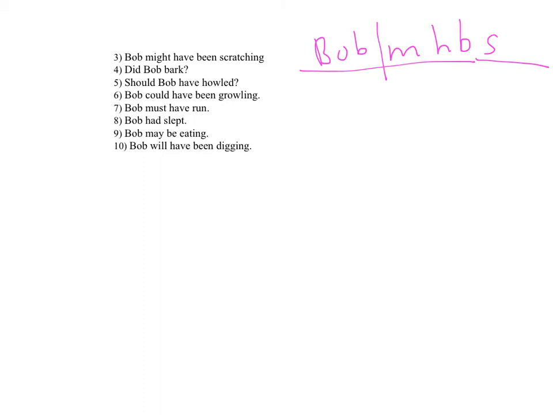Now, number 4 is interesting. It's a question. How do you diagram a question? Did Bob bark? Well, the way we do this is to rearrange the question into a statement. Bob did bark. Notice that it's easily diagrammable. Did is a helping verb, and so goes on the same line as the verb. Go ahead and pause this video now and do number 5 through 10 on your own.